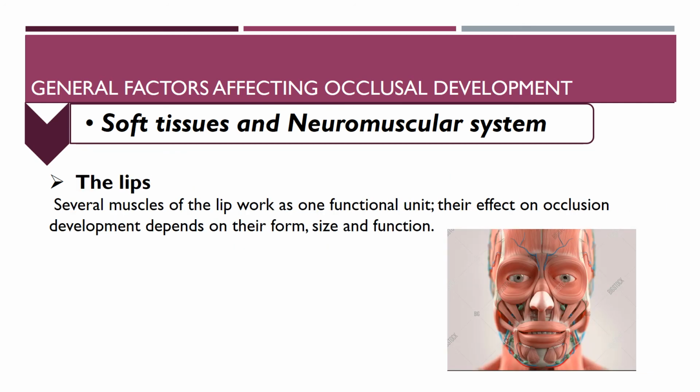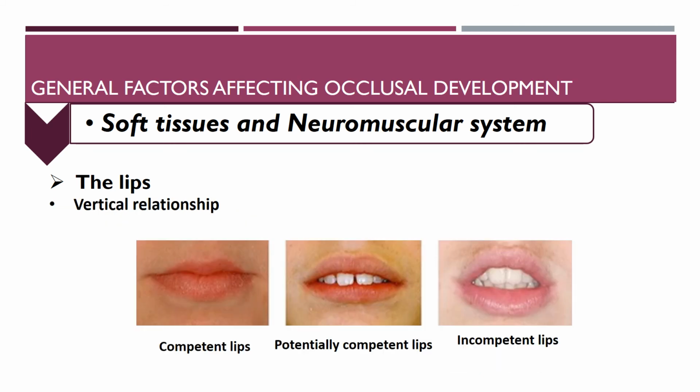Firstly, we will talk about the lips. Lips should be examined carefully. As we know, several muscles of the lip work as one functional unit. Their effect on occlusion development depends on their form, size, and function. So, in the vertical relationship of the upper and lower lips, in the ideal lip form, the lips meet together at rest position. This condition is called competent lips.